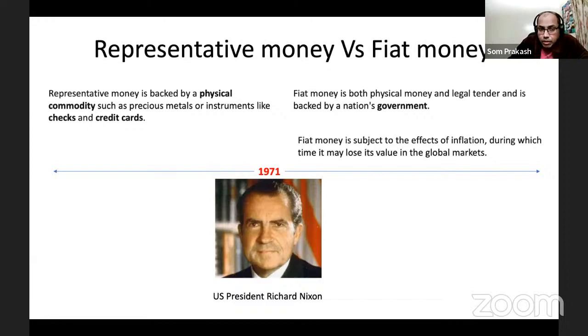The representative money is, as the name suggests, a representation. The money is there, the same banknotes and coins, but there is a backing of the commodity. Physical commodities, some metals, are there. So what is good about this methodology is that the government, or the central bank, cannot print as much money as it wants.